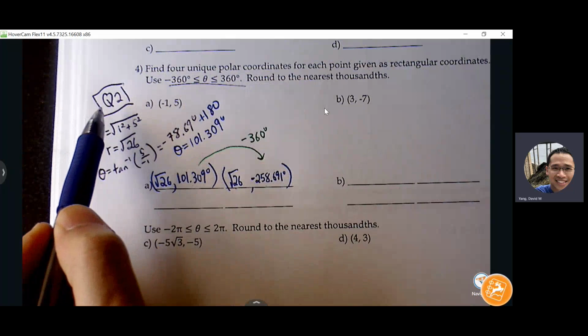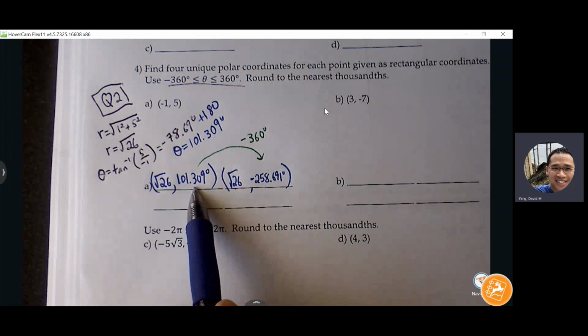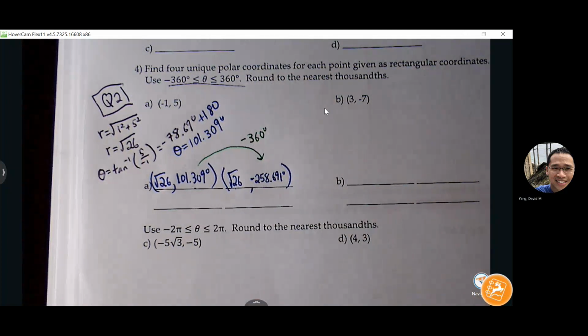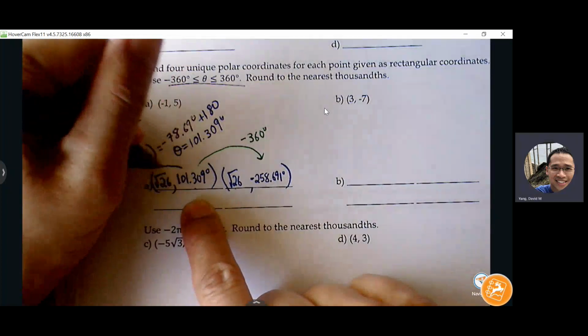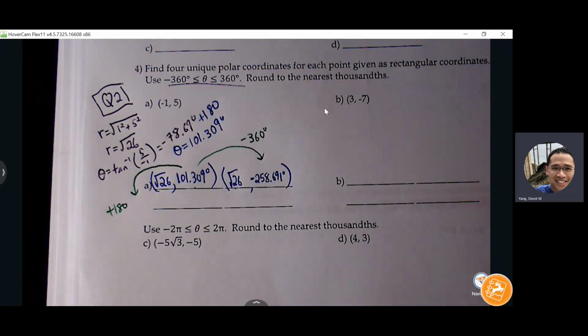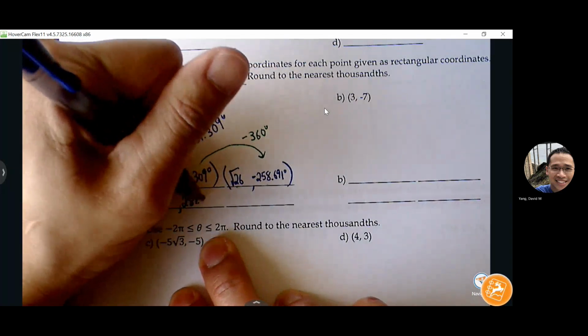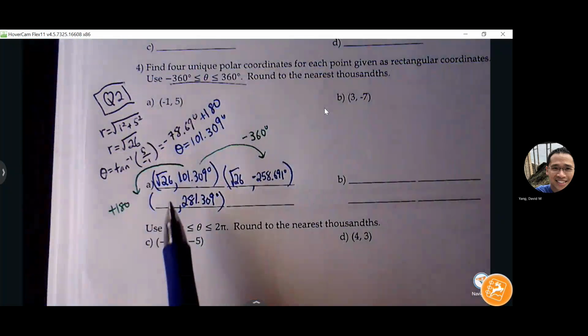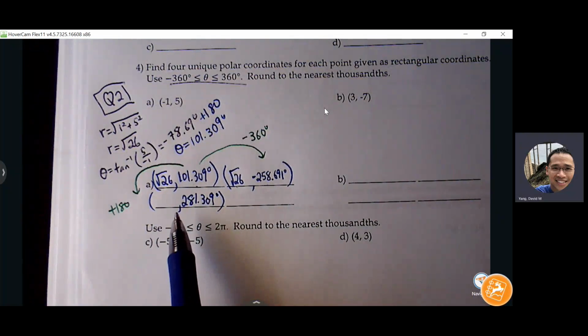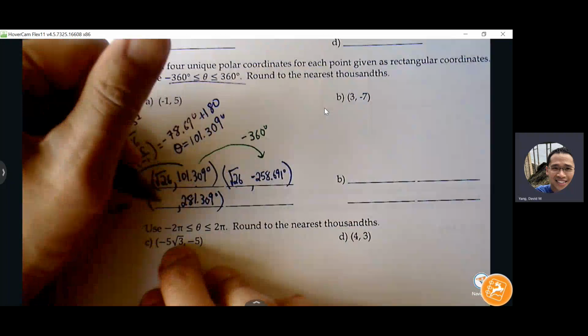fourth quadrant, right? I can also walk away from the fourth quadrant. So how can I create a fourth quadrant counterpart of this 101? Add what? 180, right? If I do 180, I can always make that degree measure go in the opposite direction. The 101 plus 180 is 281. Okay, but what adjustment do we have to make with my radius? Negative.